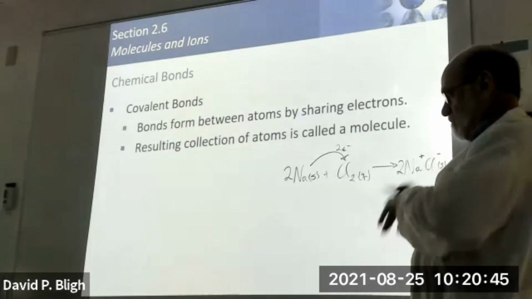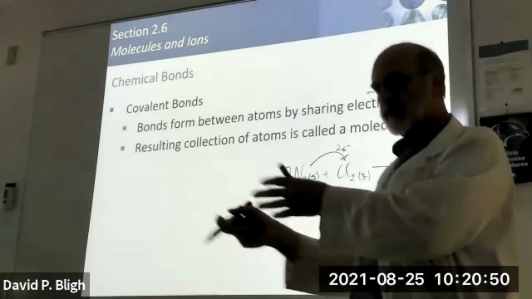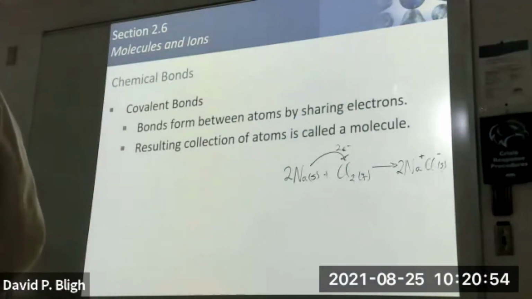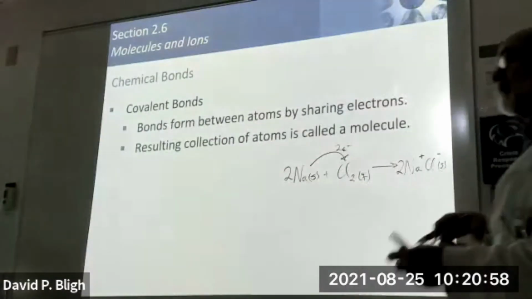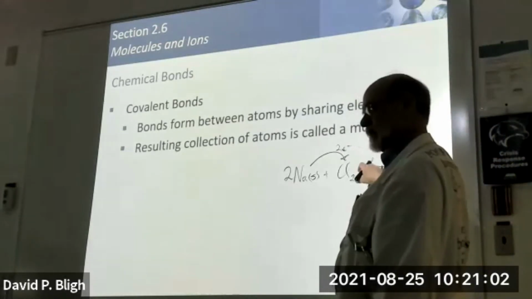And this always happens between a metal and a non-metal. So on your periodic table, those on the left-hand side will be the positive, the cations. Those on the right-hand side, right of that squiggle line, would be the non-metals. That would be the anions.